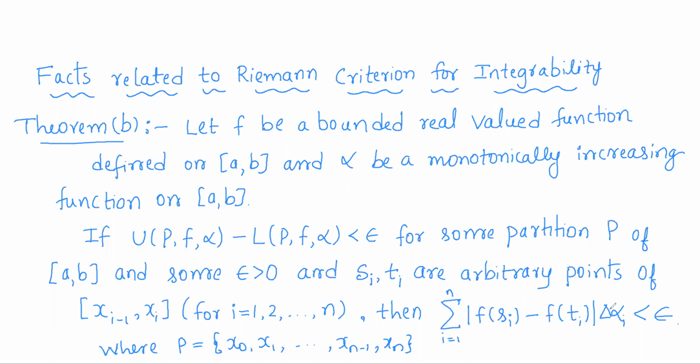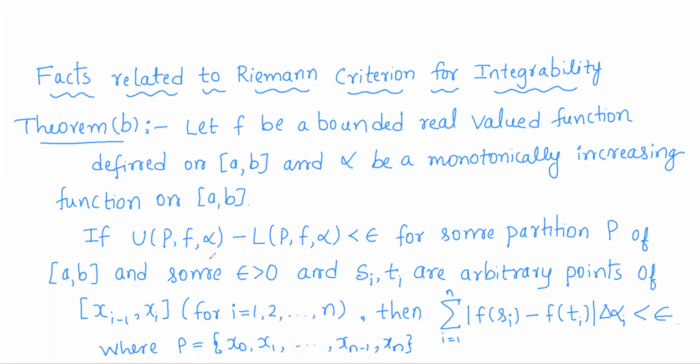In this video, we shall continue to discuss some of the facts related to the Riemann criterion for integrability. Already we have discussed one of the facts in the previous video. Now the second one is: let f be a bounded real valued function defined on the closed interval [a, b] and alpha be any monotonically increasing function on the closed interval [a, b].